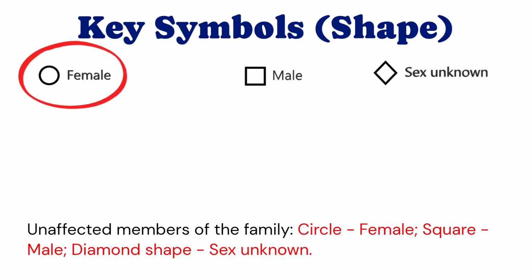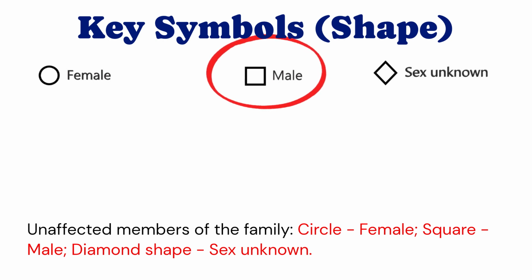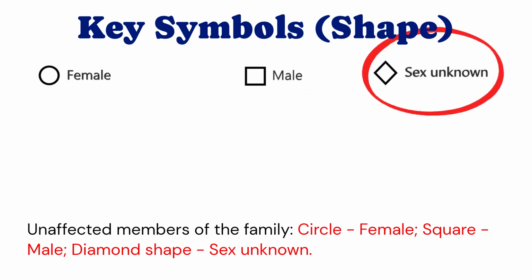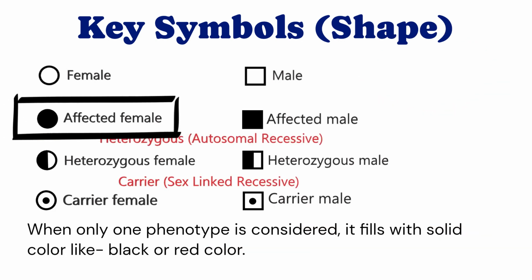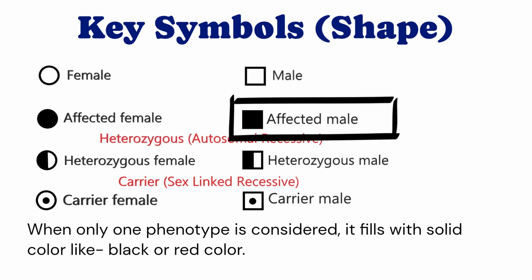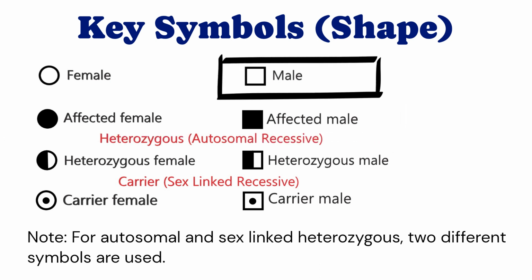Look at this picture. Here a circle represents a female and a square represents a male individual. A diamond shape is used to represent an individual whose sex is undetermined. An affected person can be either male or female. The shape is filled in with red or black. An unshaded or empty shape represents an individual who is unaffected.